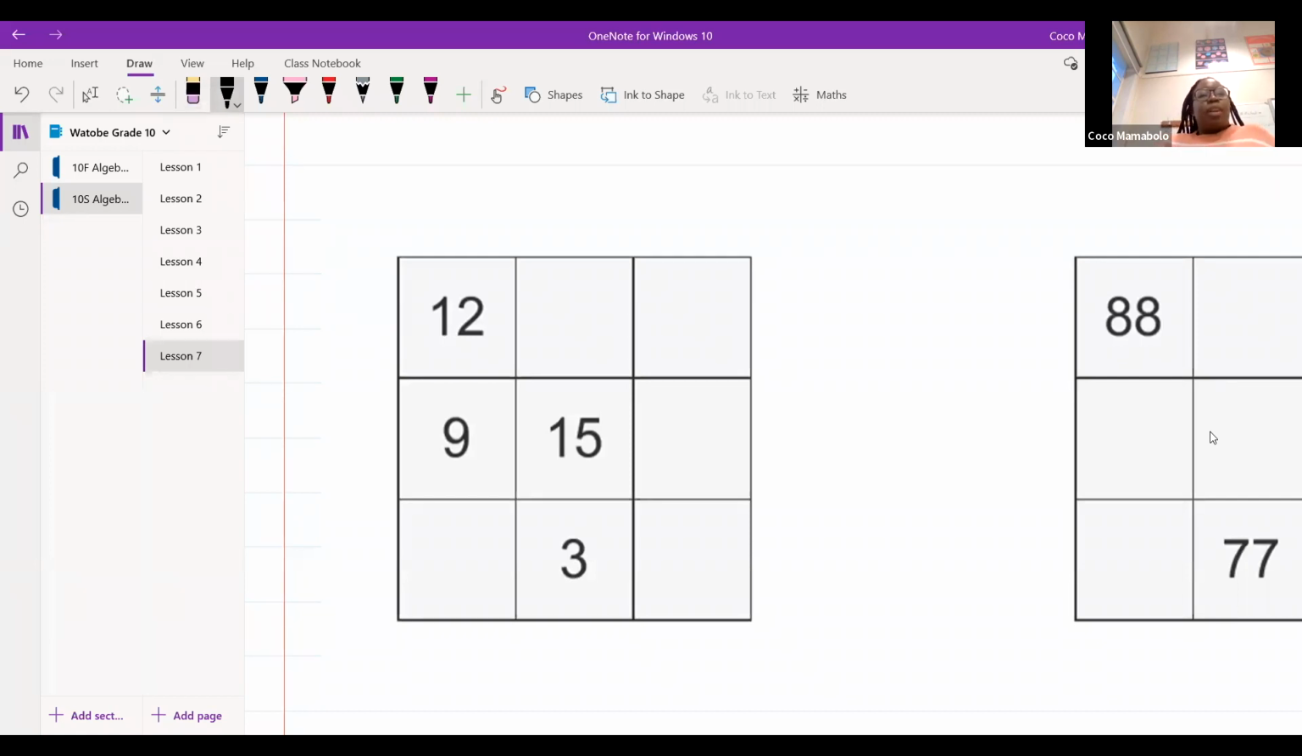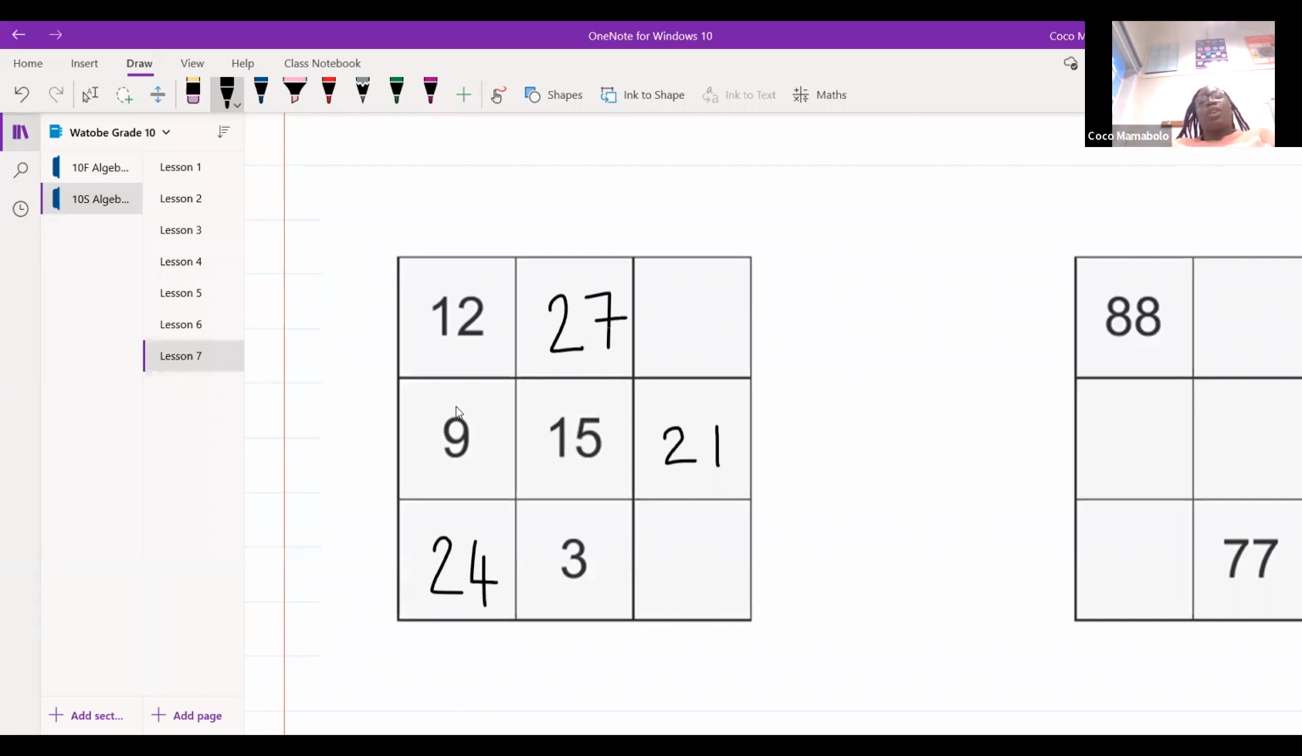Okay, Coco says 9, 15, and 21. Okay, we've got 21 over here. Apiwe, what do you think? Okay, Courtney says 12, 9, and 24. So I'm assuming down here we've got 24. Keep going, guys. Bring those answers. And Akwande says 27, 15, and 3. Excellent. Keep going, guys.